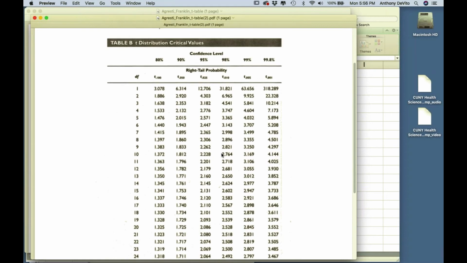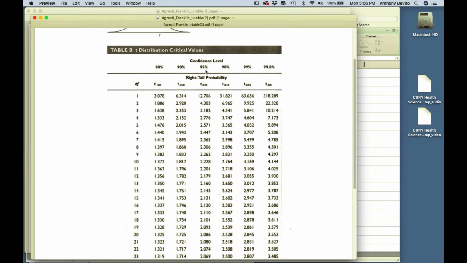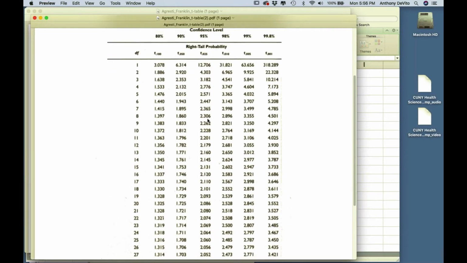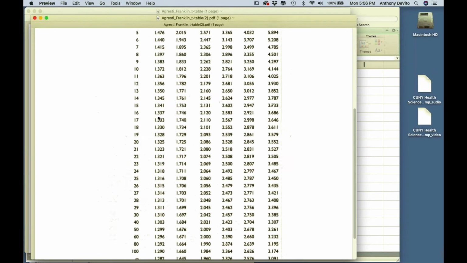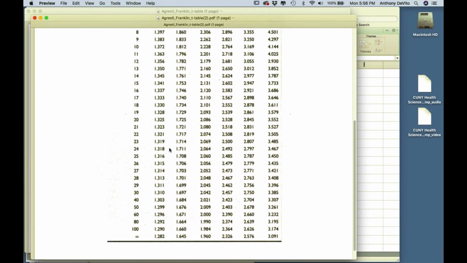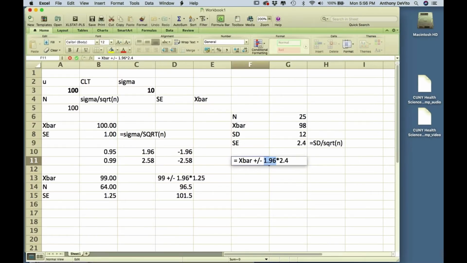So here it is. My 95% confidence interval requires that I use this t-value in this column. If I scroll down here, notice that instead of using the sample size, we're using the degrees of freedom, which in this case for confidence intervals is equal to sample size minus 1, or 24 in our case. So 24 is going to be 2.064. So instead of using 1.96, I use 2.064.